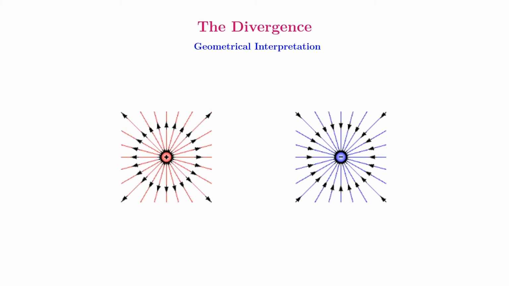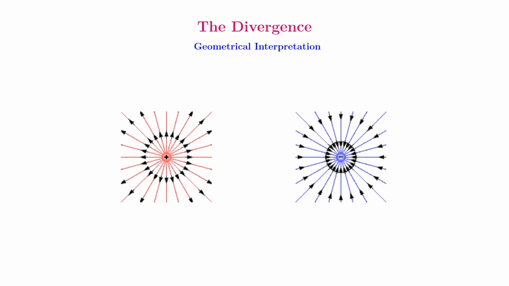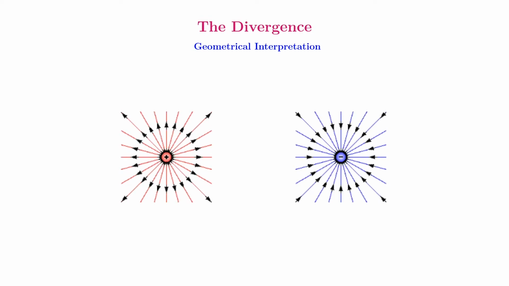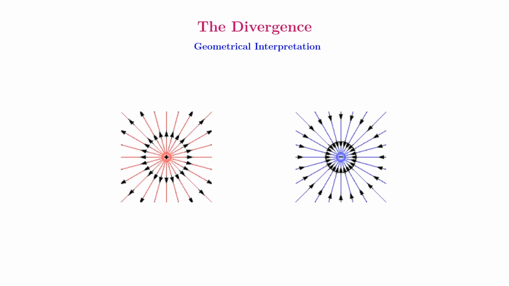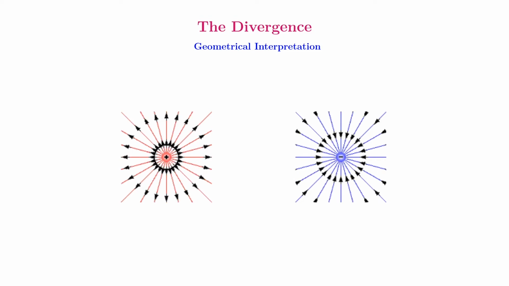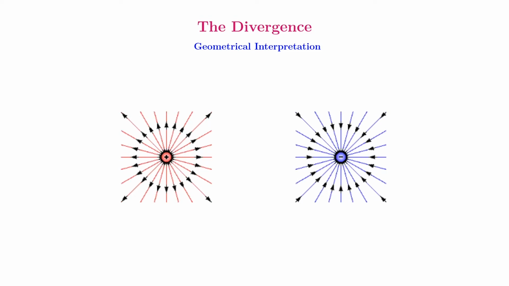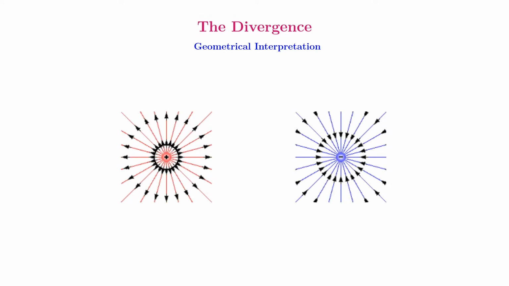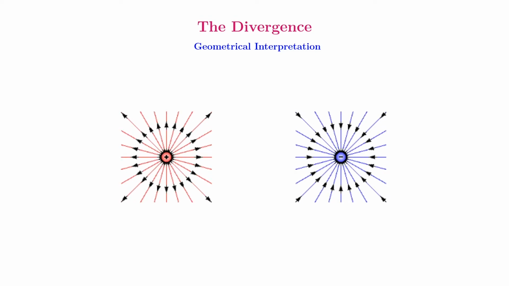In electrostatics, we shall come across positive and negative charges. By convention, electric field lines originate on a positive charge and have a positive divergence. Electric field lines terminate on a negative charge and are said to have a negative divergence or convergence.